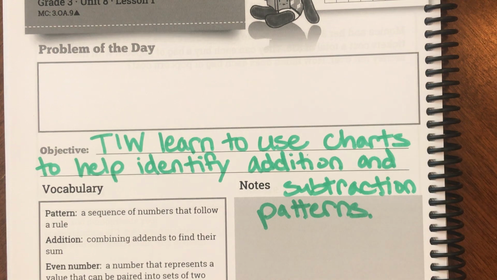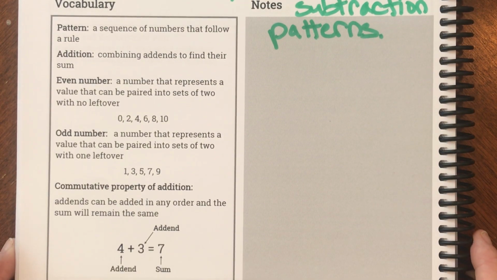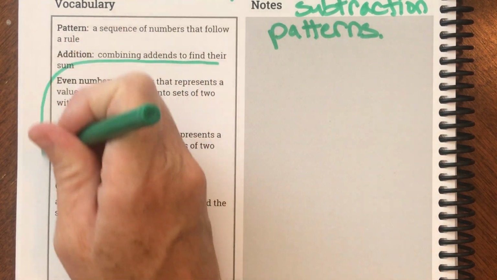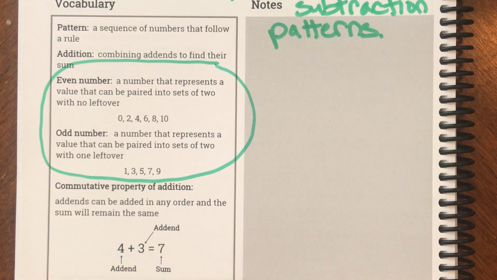Okay, let's look at our vocabulary. Our first word is, what is a pattern? It's a sequence of numbers that follow a rule. So they follow a rule. And then we have, what does addition mean? Addition means combining addends to find their sum. And then here's our most important vocab today, reminding ourselves what an even number and an odd number is.